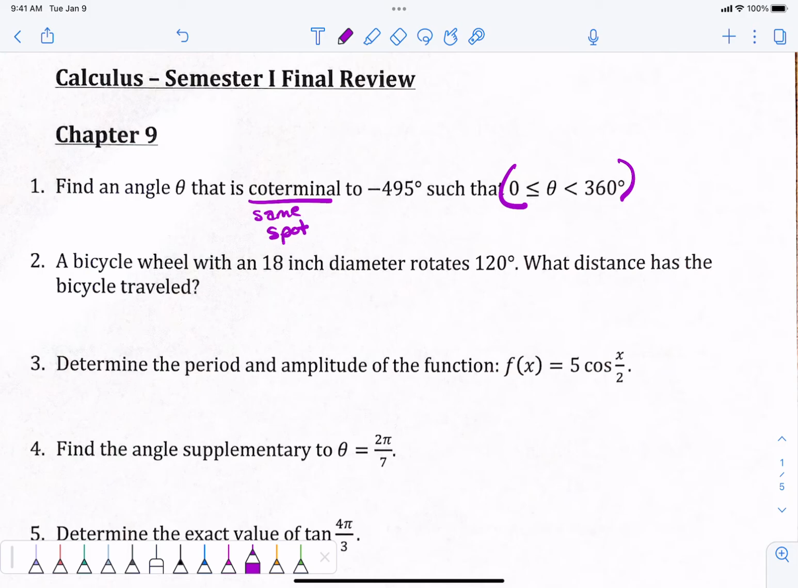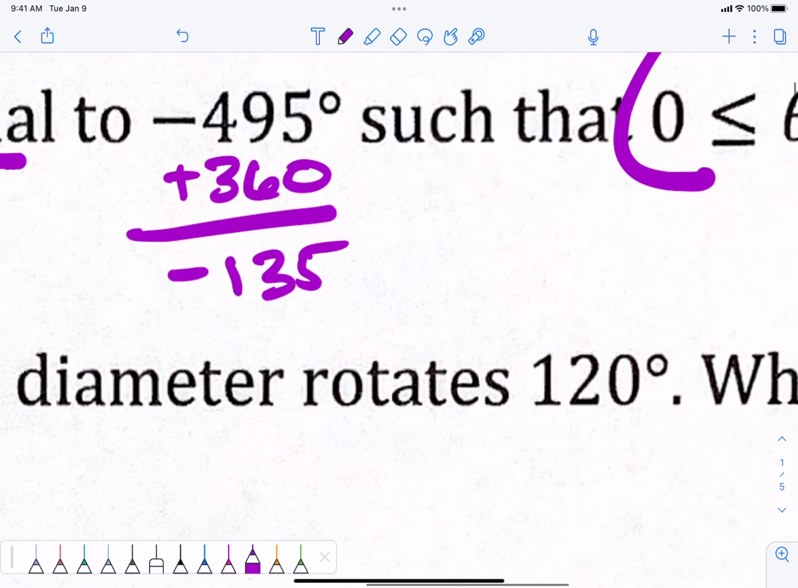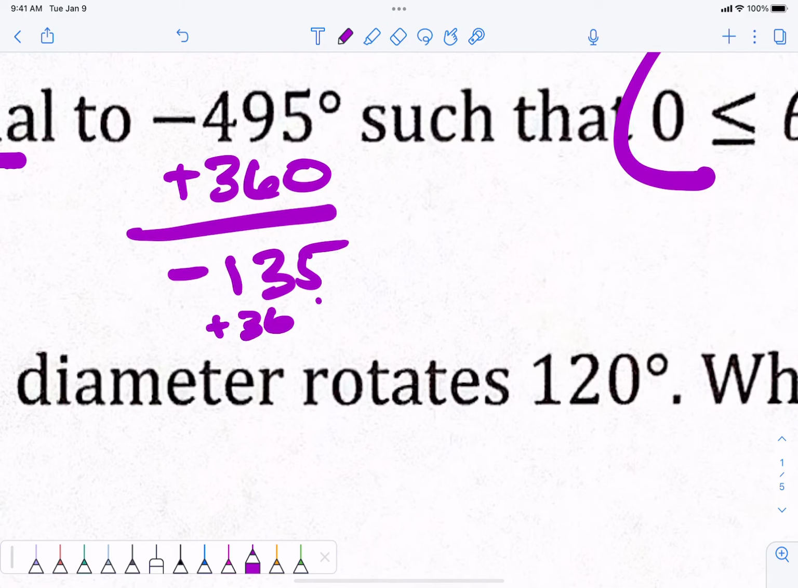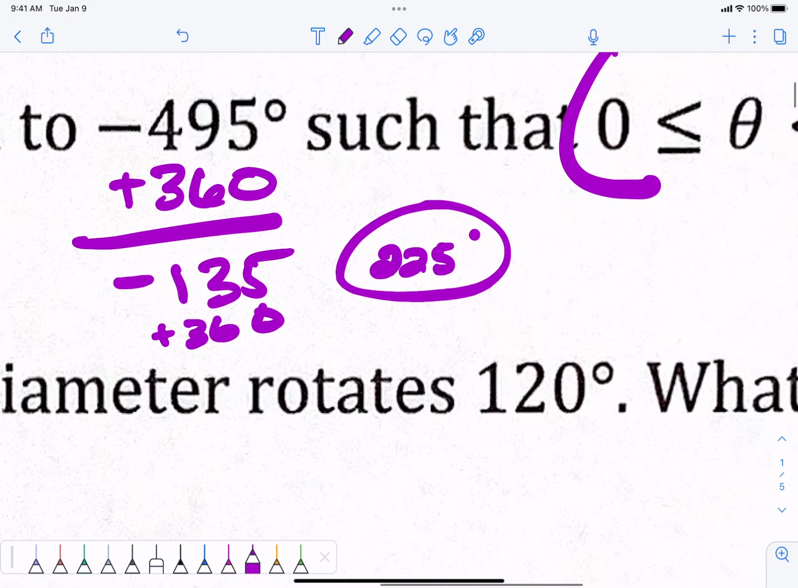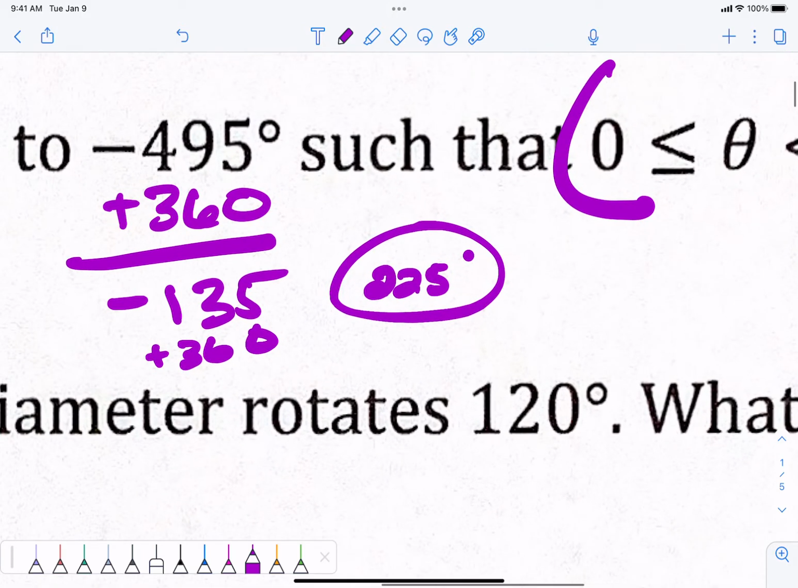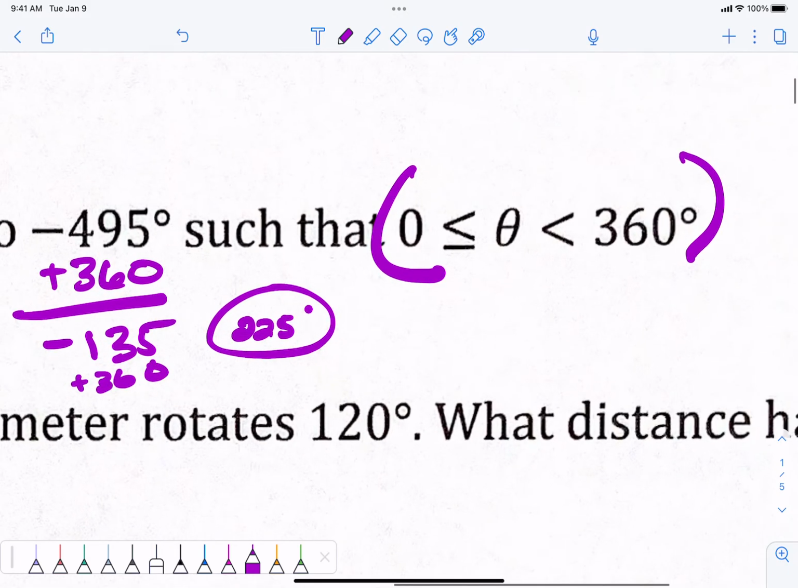So, negative 495, you add 360, and that will be negative 135. And then what? Add another one. Add 360 again. That will give us 225. 225 is where we want to go, because we want the one that's between 0 and 360 that's coterminal with that one. We could keep adding or subtracting 360s, but 225 is the one that's between 0 and 360. Make sense?